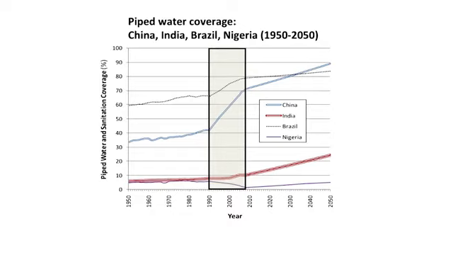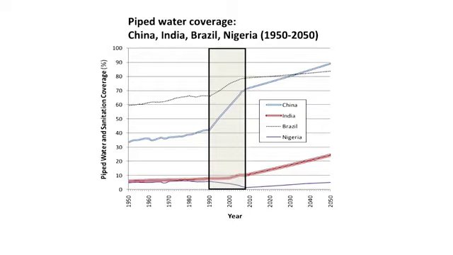This next slide shows piped water coverage, again in China, India, Brazil, and Nigeria from 1950 to 2050 for a 100-year period. The shaded area in this graph in the middle shows you where we have data. So before 1990, we're actually backcasting coverage. And then after 2010, we're forecasting coverage into the future.